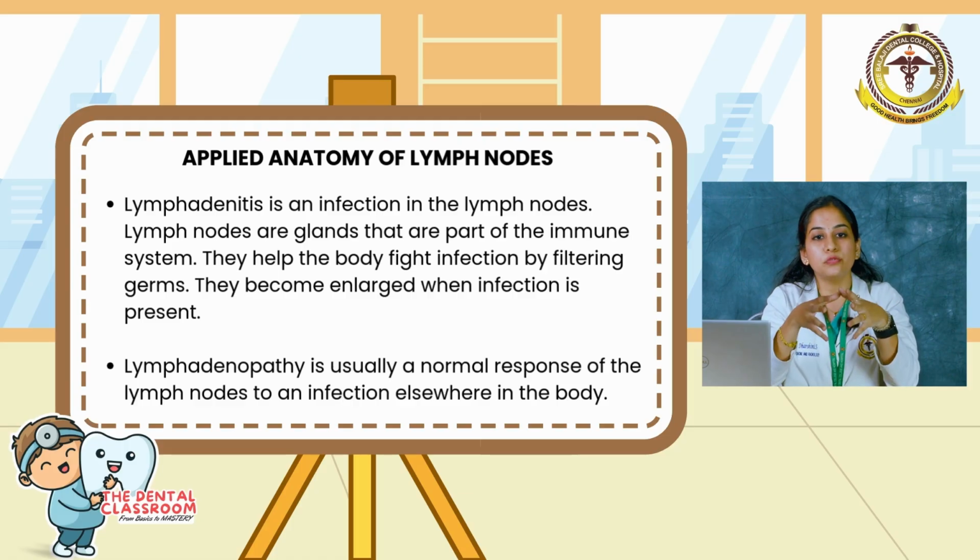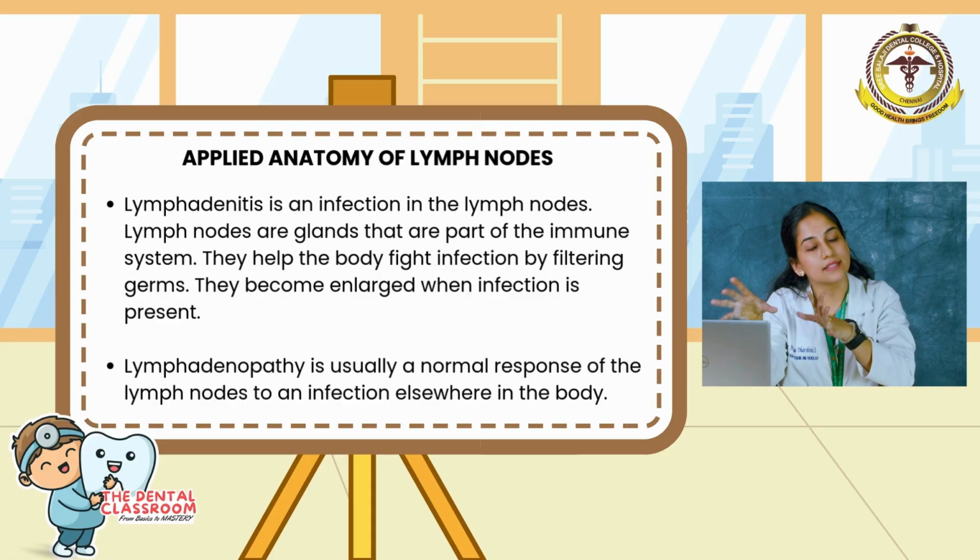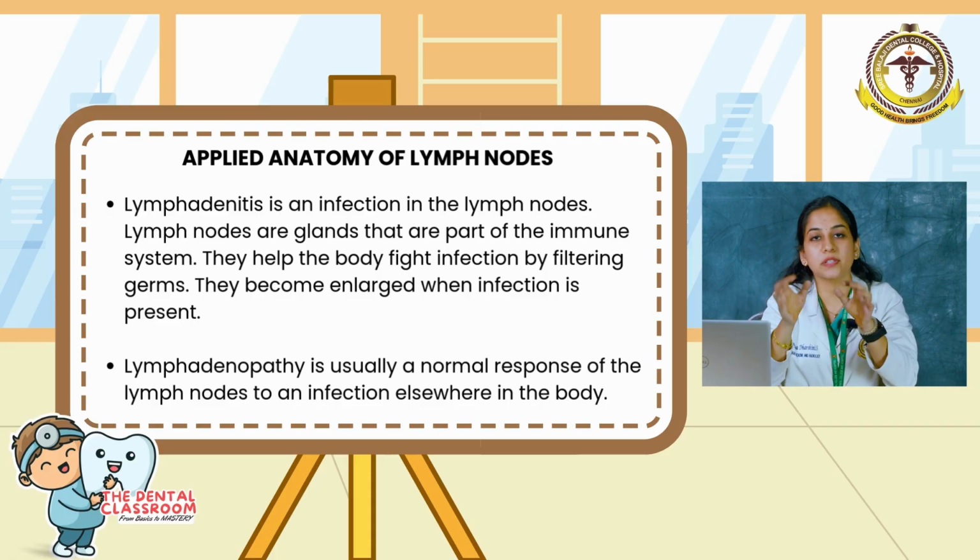Whenever there is a lymph node, we should know the applied aspect of a lymph node, why exactly it is needed to examine a lymph node. It is the first line of defense in knowing which disease is being affected. Basically two types of conditions can be identified from a lymph node enlargement. One will be lymphadenopathy and the other will be lymphadenitis. There is a small difference between lymphadenopathy and lymphadenitis.